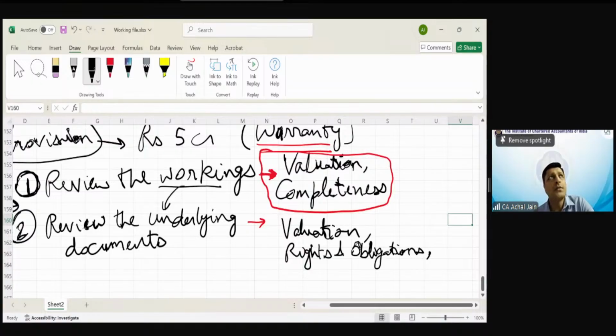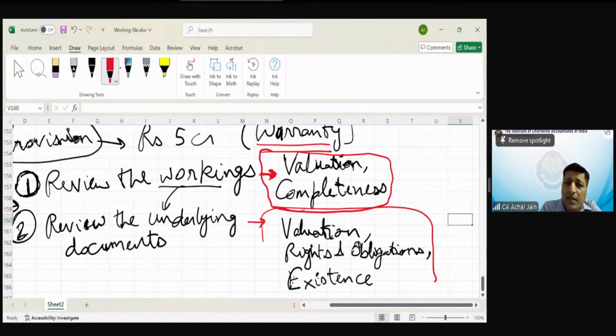Correct. Third, can you also look at the existence? Yes, to a certain extent we can say if you are looking at the documents, existence to a certain extent is also getting checked. Correct. Cutoff may not be the correct one over here. Completeness, again, just by looking at some of the documents on a sample basis, you can't do that. Presentation and disclosure, once again, may not be the right thing to be considered here. Correct? Clear on this? Yeah.